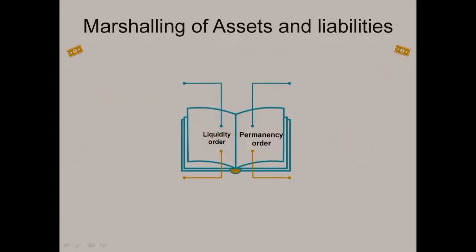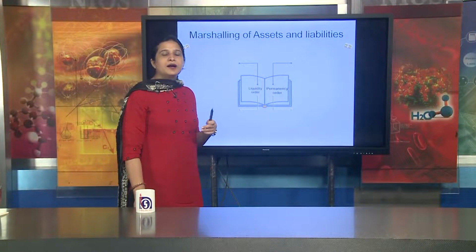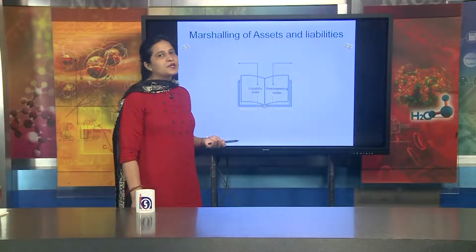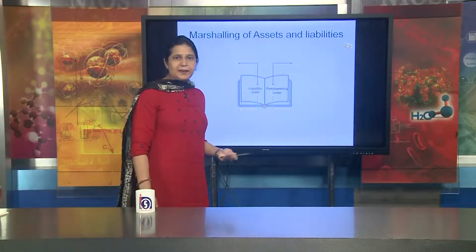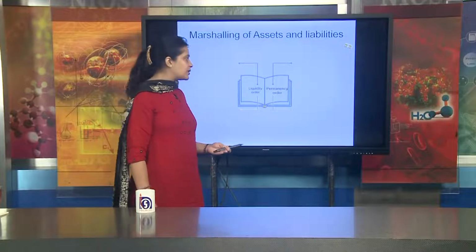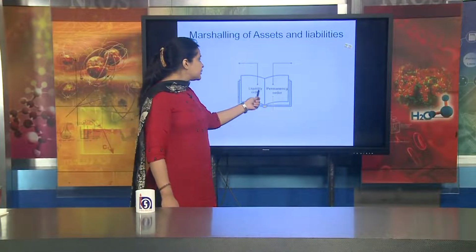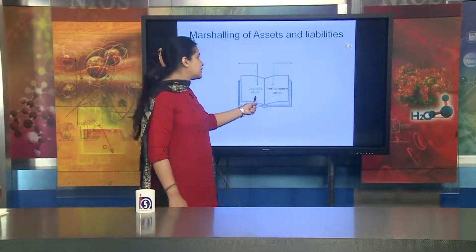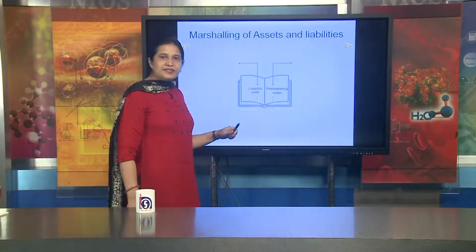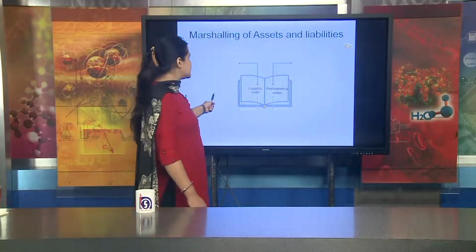So moving further, next you should be knowing the marshalling of assets and liabilities, or the order, because when I showed you the proforma of the balance sheet also, whether you are mentioning the assets or the liabilities, it has to follow a certain order. So it can be either liquidity order or permanency order. So what is liquidity order and what is permanency order?